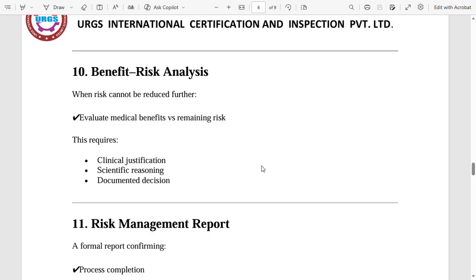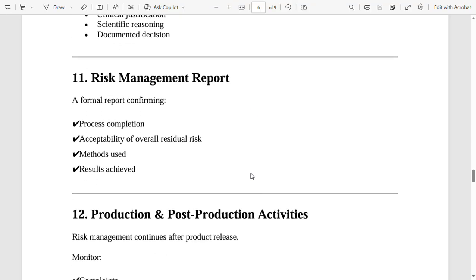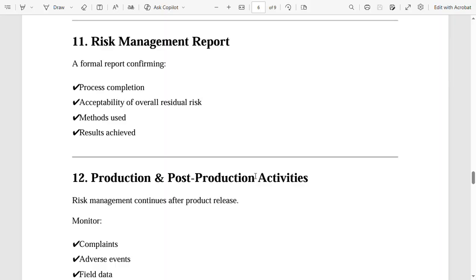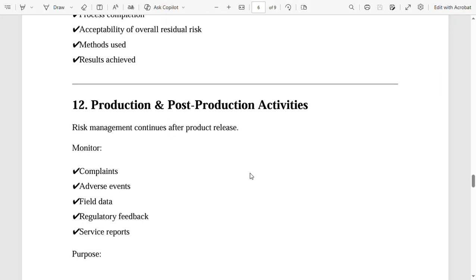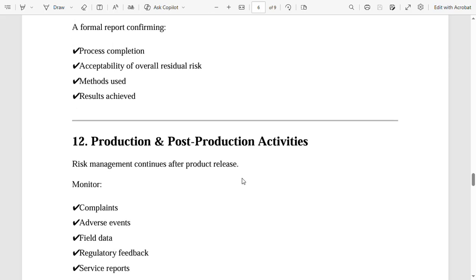10th, benefit-risk analysis. When risk cannot be reduced further, evaluate medical benefits versus remaining risk. This requires clinical justification, scientific reasoning, documented decision. 11th, risk management report. A formal report confirming process completion, acceptability of overall residual risk, methods used, results achieved.